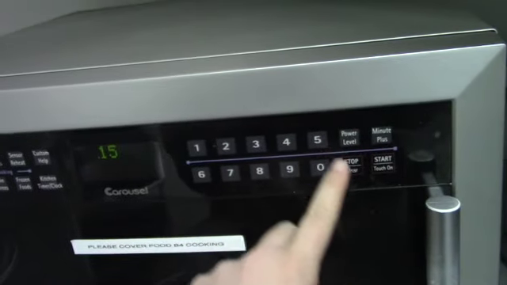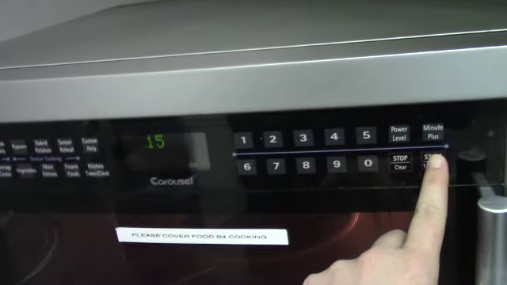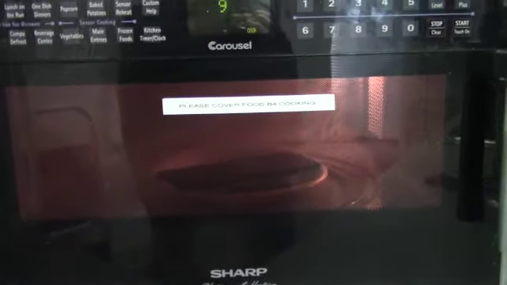So let's take our chocolate, put it on a plate. I'm going to put it right in the center of the microwave. Alright, there we go. Ready to go. We're going to heat our chocolate on high for 15 seconds. Alright, and let's see what happens after those 15 seconds.